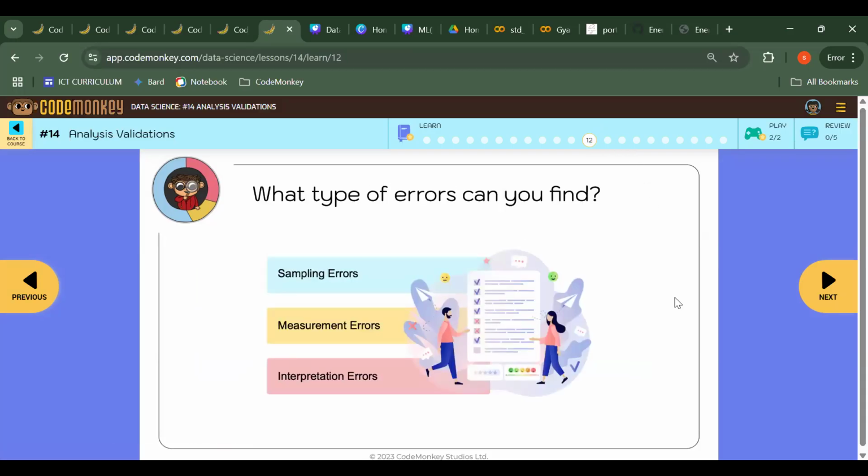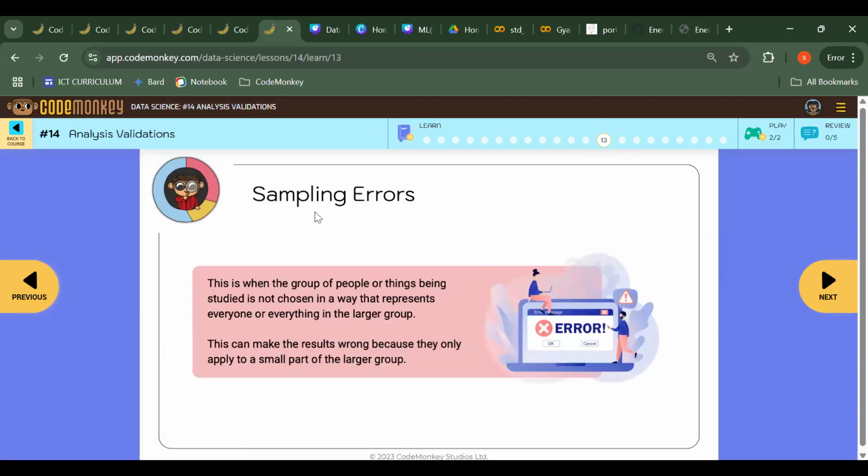What types of errors can you find? I have only 10 minutes left. Sampling error is when you study only some portion of the data, and the sampling error leads to a wrong result and a mistake.